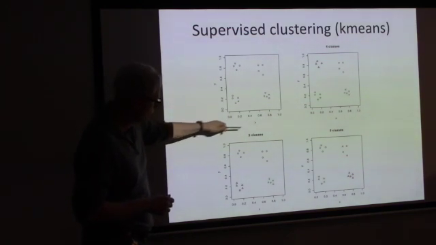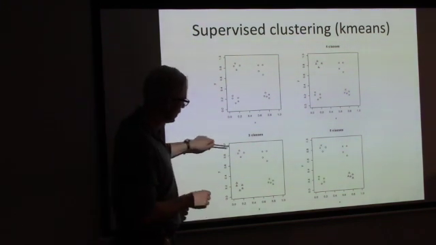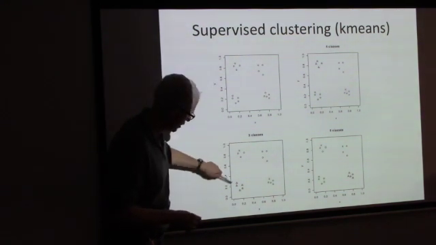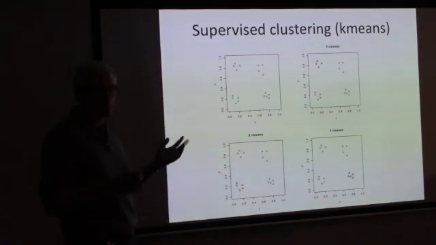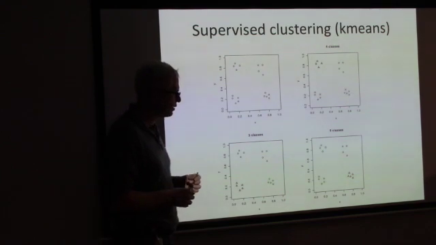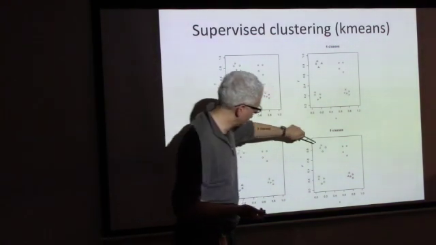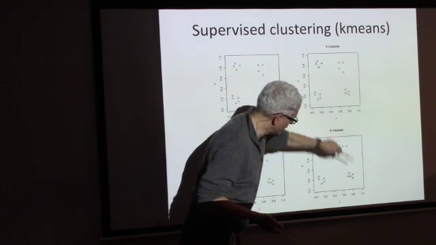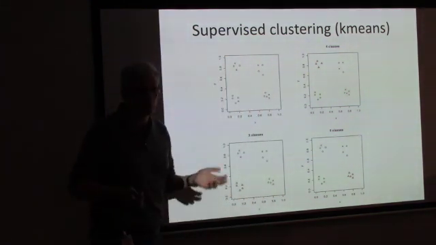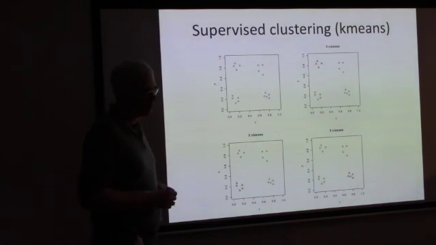If you tell it there are 3 classes, it also does something very sensible. It says, okay, here's 1 class, here's another, and here's a third. If you tell it that there are 5 classes, I'm not sure exactly how it made the decision, but it breaks this one up into 2 classes, for a total of 5. So k-means does what you tell it to do.